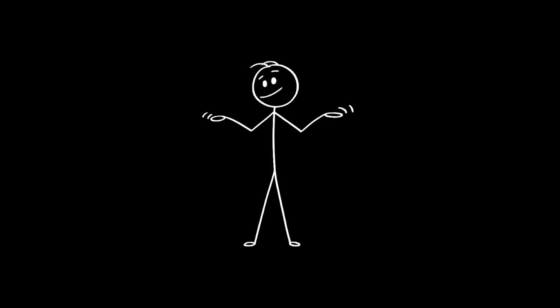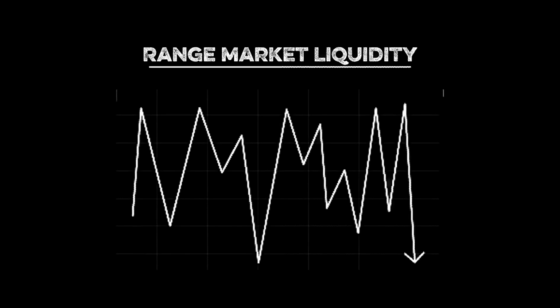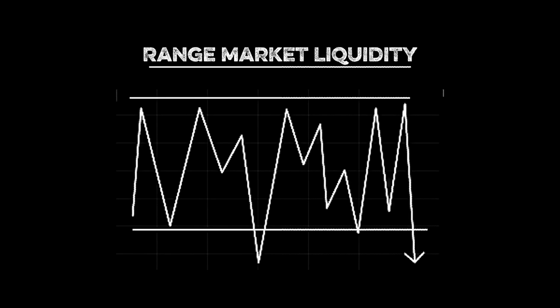Which takes us to our next liquidity zone example, which is the range of market liquidity. A ranging market is when price moves sideways and creates a kind of box where price keeps bouncing between the resistance and support without making new higher highs or lower lows. While the market is in a range of support and resistance, it accumulates liquidity. It's more like a balance between buyers and sellers. You already know what comes after this.